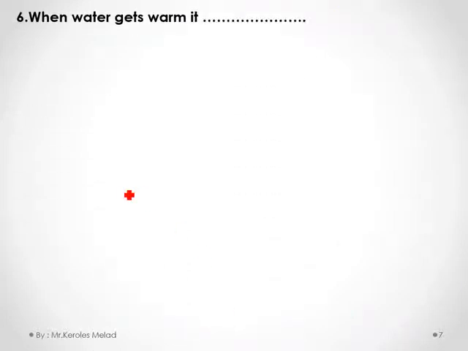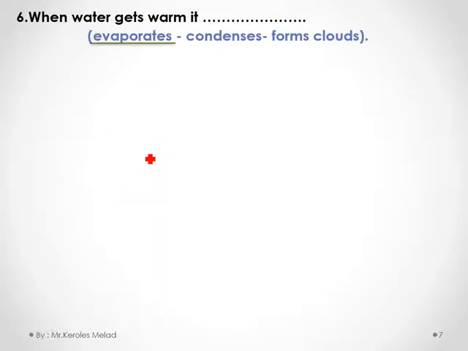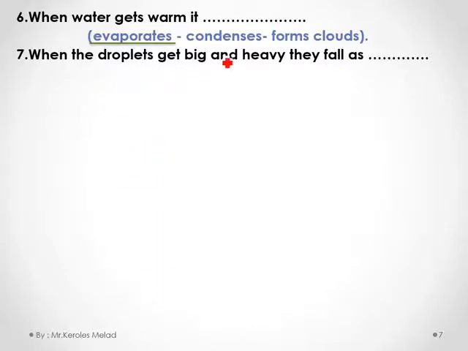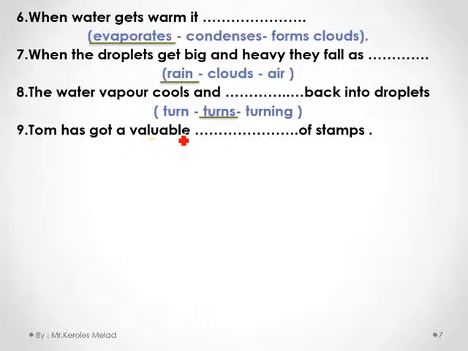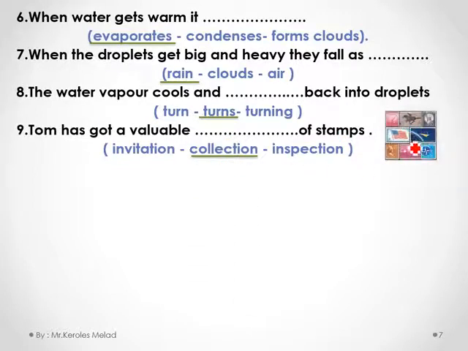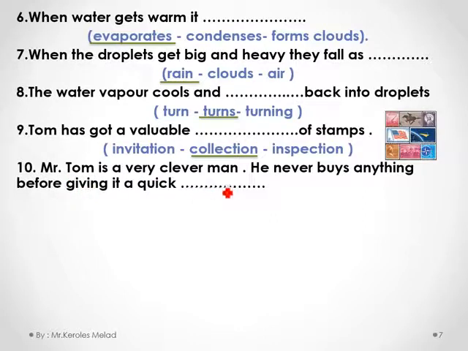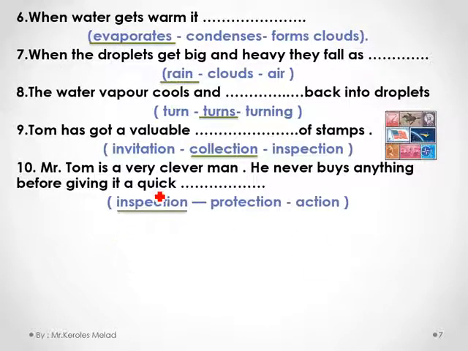Number 6. When water gets warm, it evaporates. Number 7. When the droplets get big and heavy, they fall as rain. Number 8. The water vapor cools and turns back into droplets. Number 9. Tom has got a valuable collection of stamps, like this picture. Number 10. Mr. Dom is a very clever man. He never buys anything before giving it a quick inspection to make sure that thing is helpful or good.